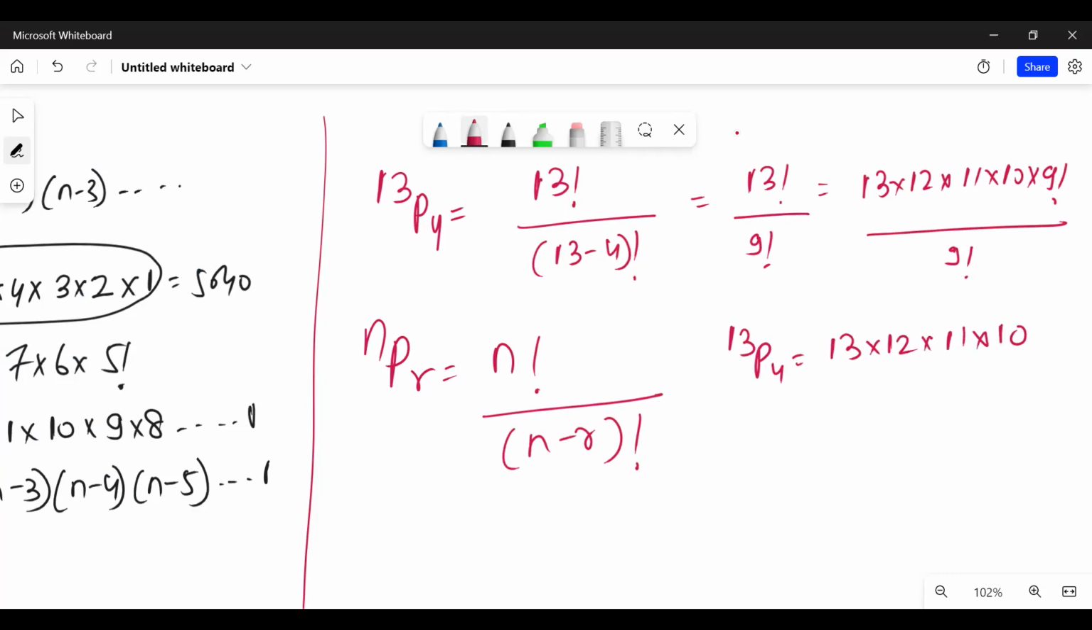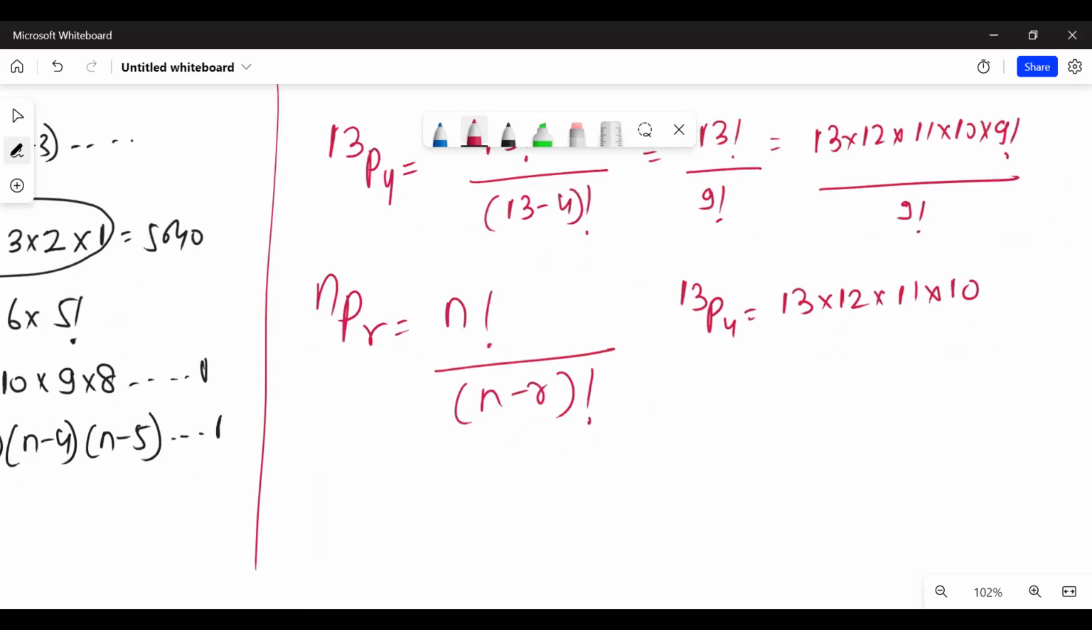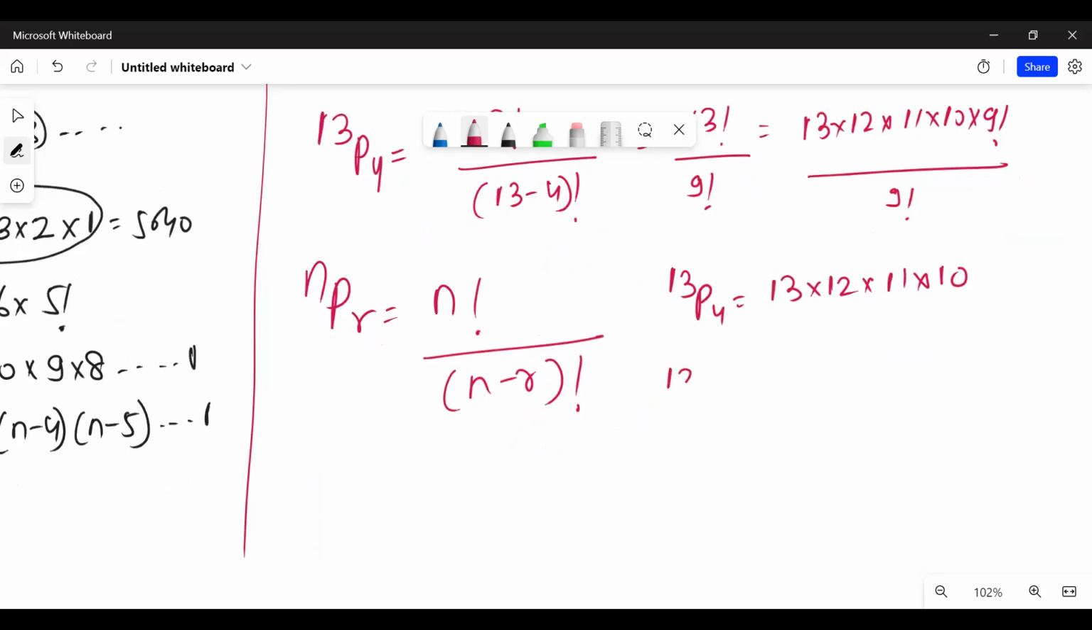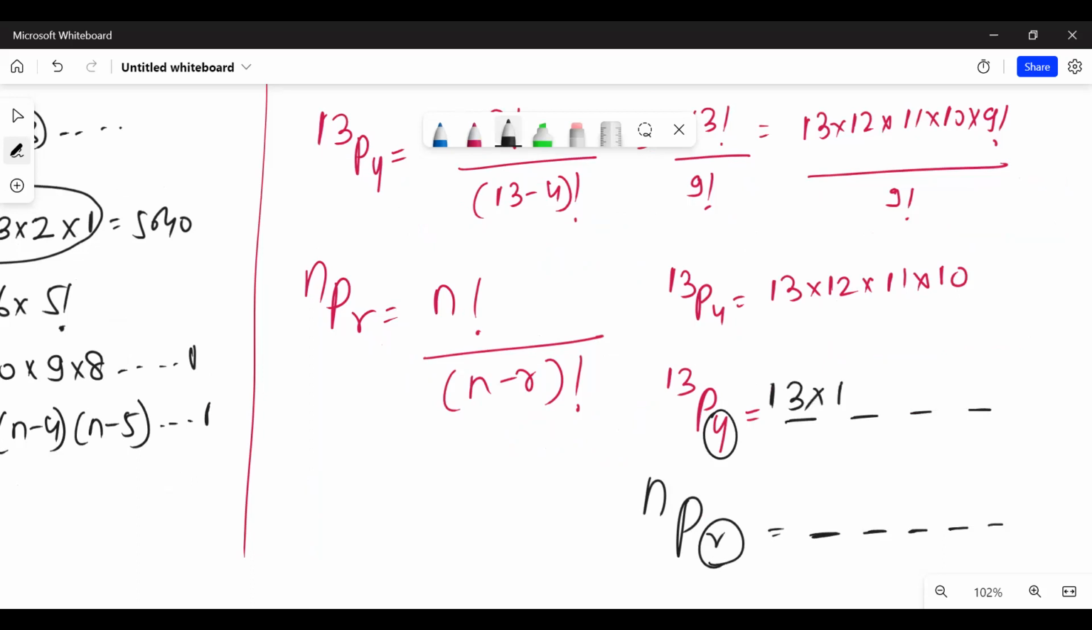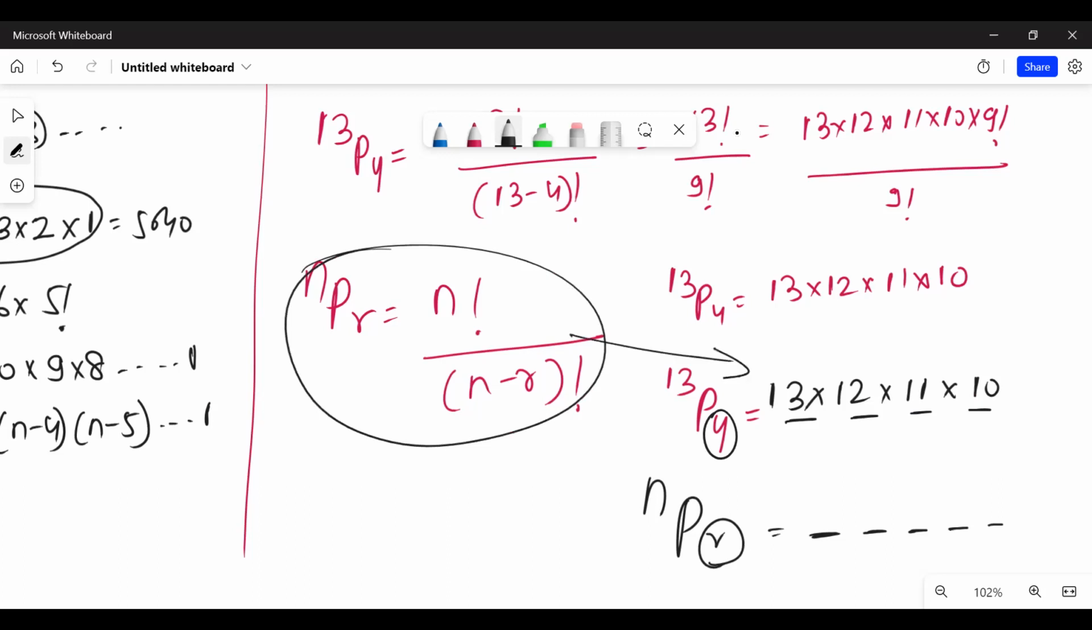Any doubt, anyone? No, sir. What I want you to understand, guys, is that if I'm asking you 13P4, or any nPr, just see the r. Whatever the r is, that many dashes you can draw. Here your r is 4, so draw 4 dashes, then write 13, then minus 1 is 12, minus 1 is 11, minus 1 is 10. So either you spend your time doing it this way, or you remember it this way.